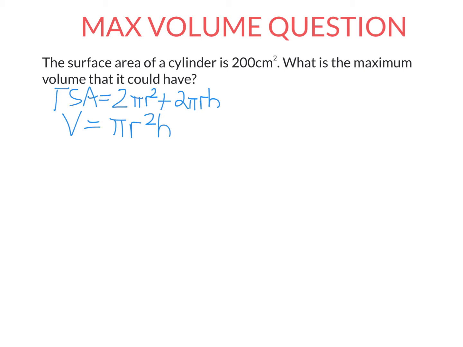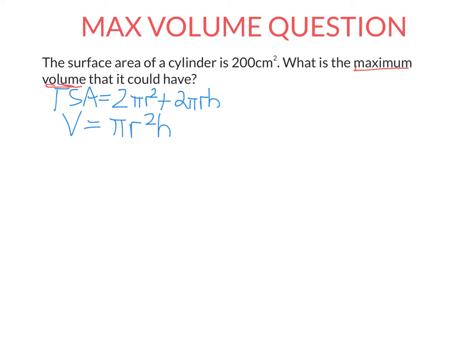So whenever you see maximum or minimum, I want you to straight away think of optimization. We find the first derivative and find where the first derivative equals 0. Because we're talking about the maximum volume, we're going to use the volume formula for a cylinder, which is this one here. So there's a problem.